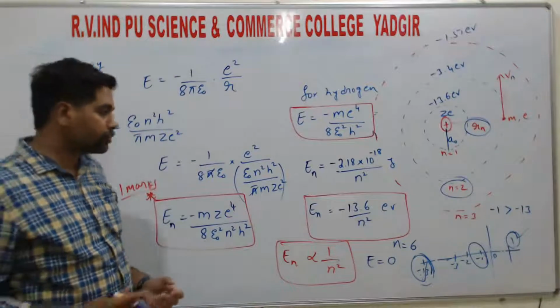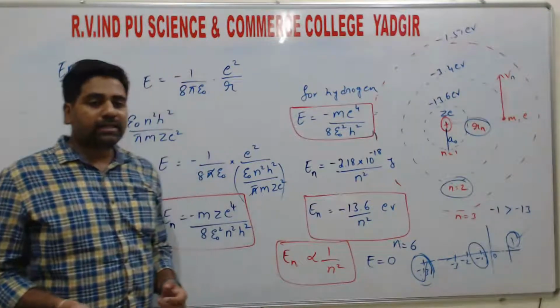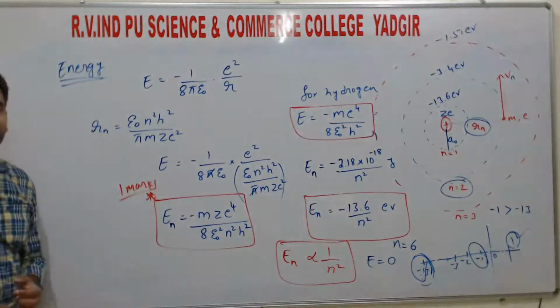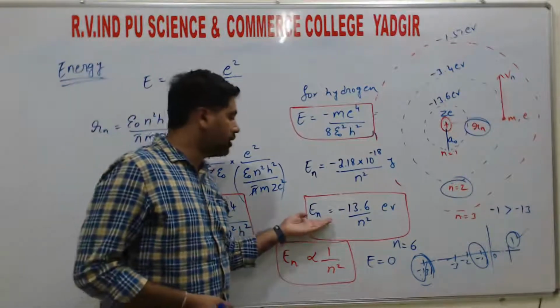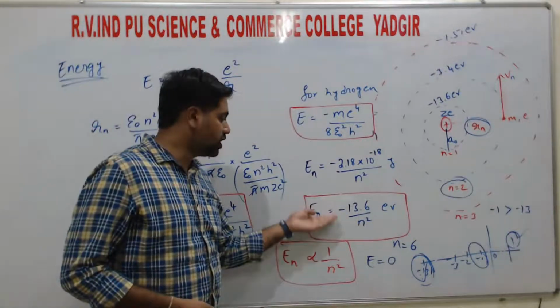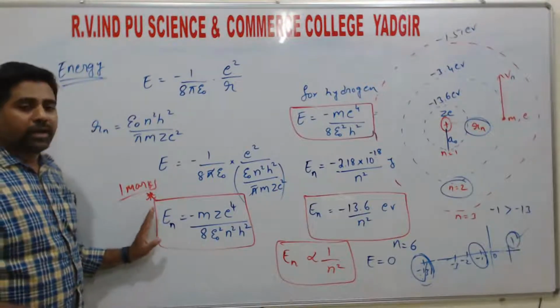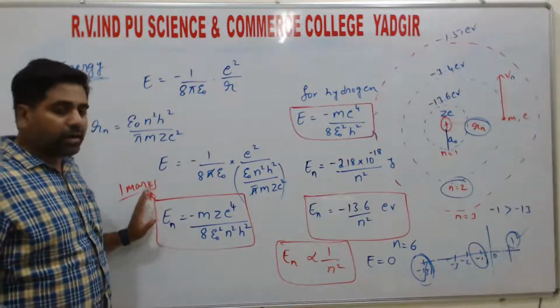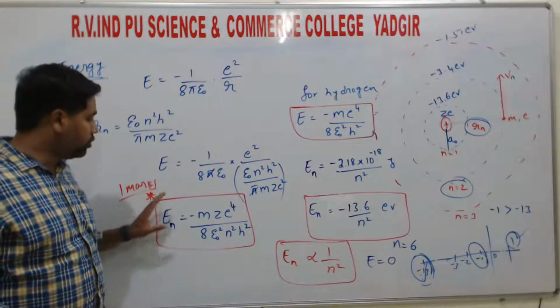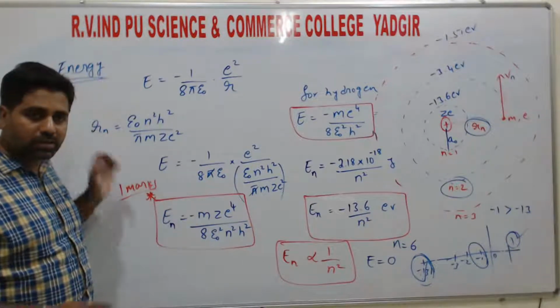That means 1.6 times 10 to the power of minus 19. Then only we get the energy of the atom in electron volt, right? So electron volt is the unit. So this is about the energy of an atom. So we need to remember these formulas, right?